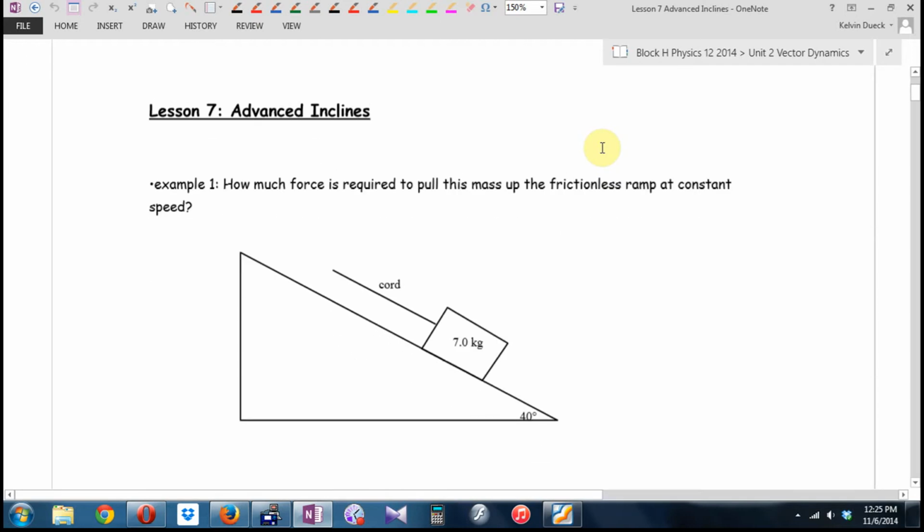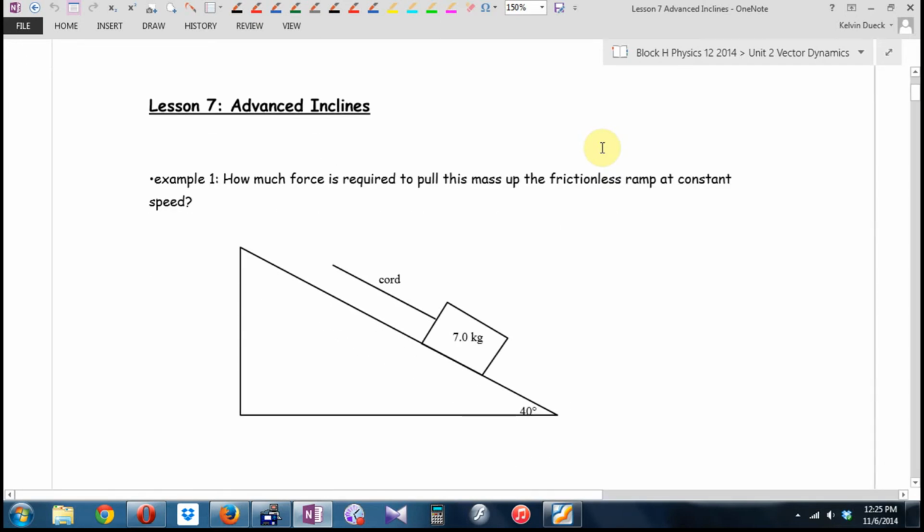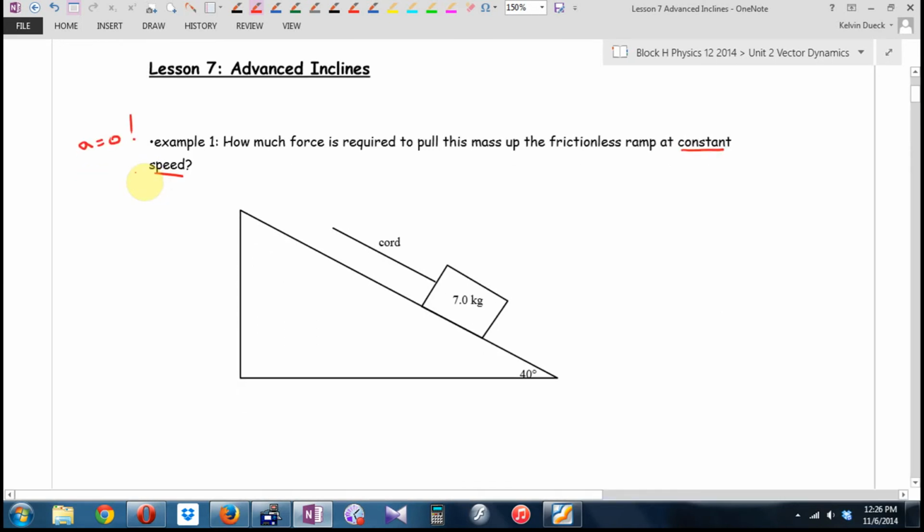So here's the first one. Example 1. How much force is required to pull this mass up the frictionless ramp at a constant speed? You know what? There's a phrase that tells me an awful lot of information that I'd probably underline. What phrase might that be? Constant speed. Why, Jordan? What does that tell me? Let's make a little note here. And in this unit especially, it tells me when I go winner minus loser equals, it's going to be winner minus loser equals 0. I don't care about MA or M1 plus M2A or what, 0. Okay. Good. Suggestions?